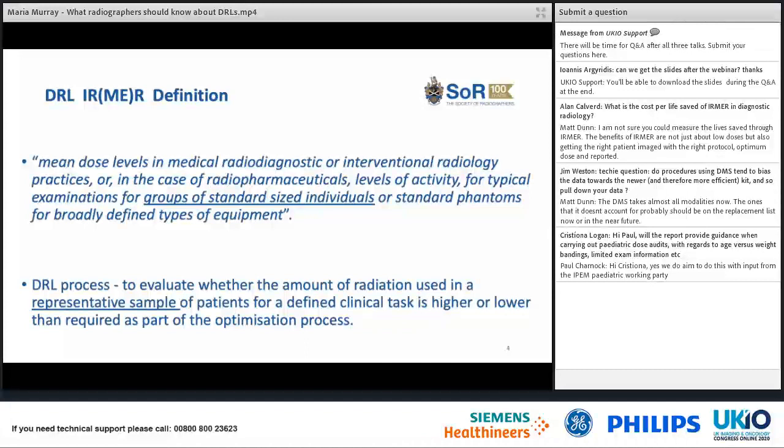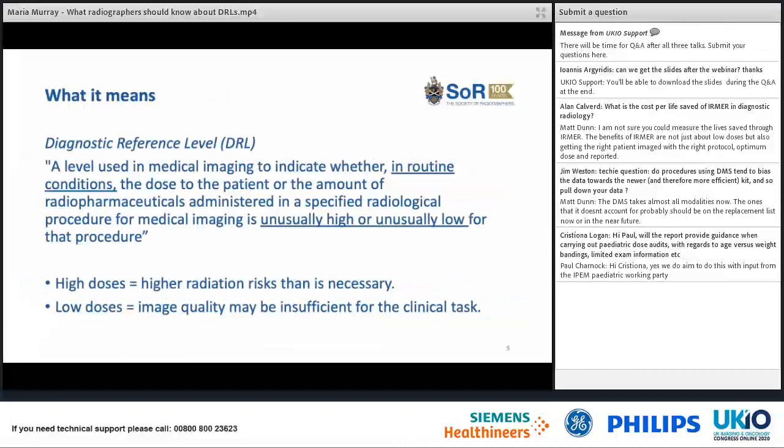Watch what you compare though. Remember that there are different units, but also different pieces of equipment. So when you are doing comparisons between local and national DRLs, it's really important that you compare like with like. What this really means is that DRLs are a level used in medical imaging under routine conditions, and it's about looking to see if the dose that you have given patients is unusually high or unusually low for a particular procedure.